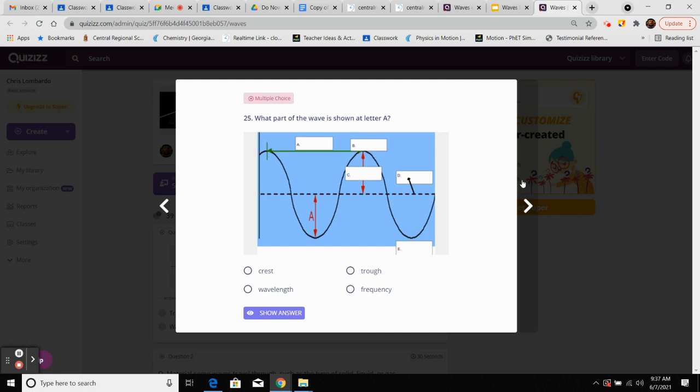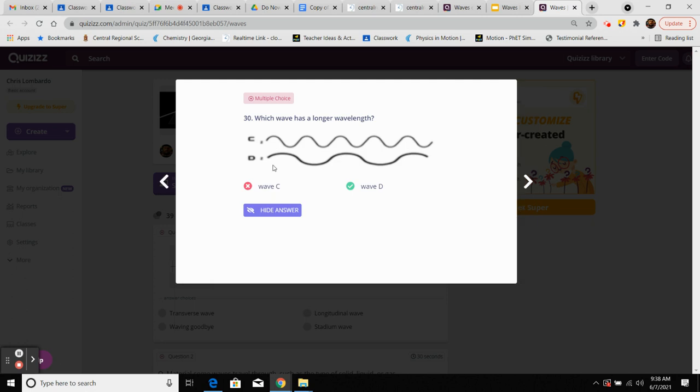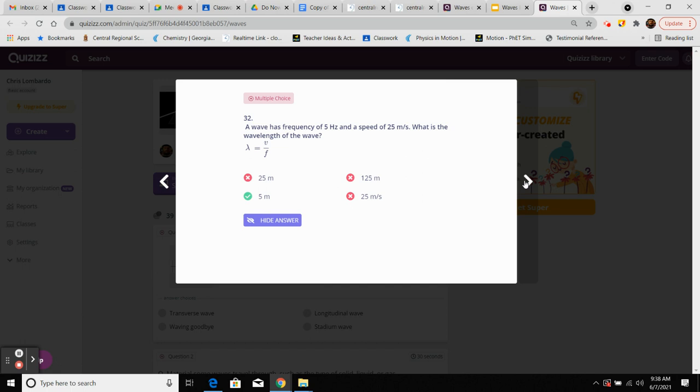Here, what does letter A represent? What is letter A? Wavelength, because it's going from green to green. B would just be the crest. It's representing it right at the top. C would be an amplitude. D would be our resting point, and E would be our trough. Which one has the longer wavelength? Obviously, letter D. Greater frequency, the one that's more of, letter B.